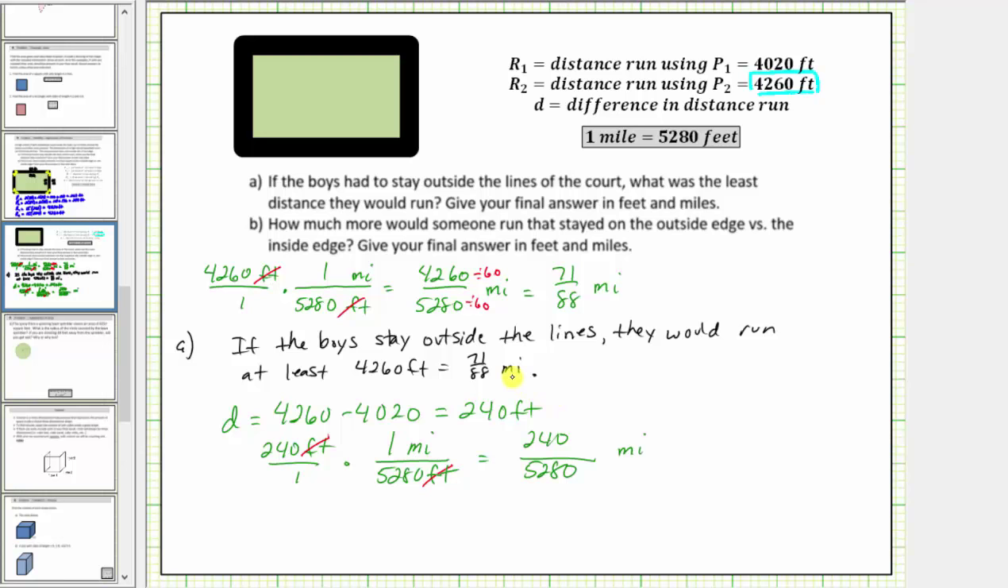To simplify this fraction, 240 and 5,280 share a common factor of 240, and therefore we divide 240 by 240 and divide 5,280 by 240, which gives us a simplified fraction of 1 over 22 miles. So now we know if someone runs along the outer edge, he runs at least 240 feet or 1/22 of a mile longer.